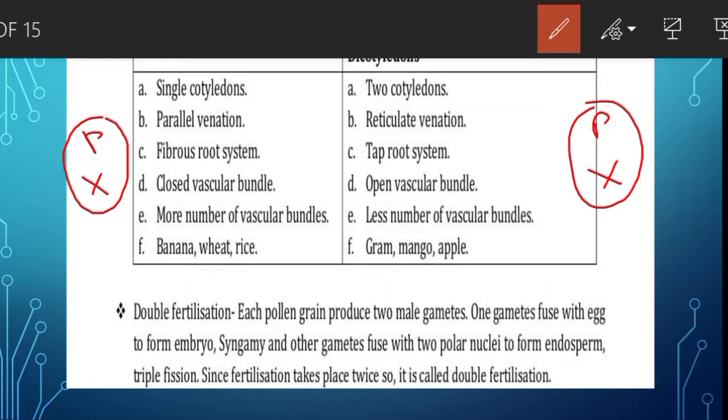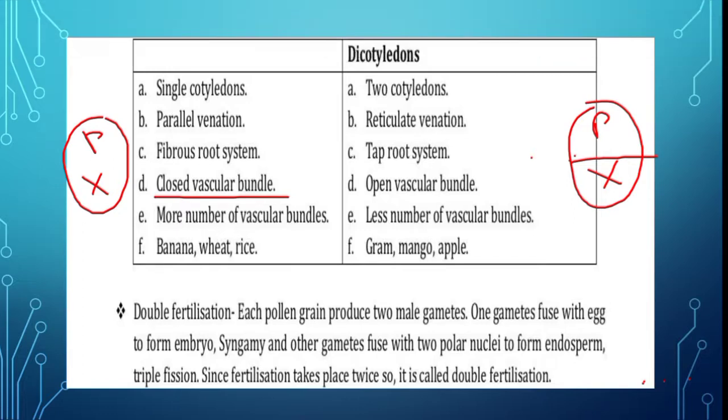We will be studying this in detail in chapter number 6. Okay, so just now you just have to remember that closed vascular bundles means there is no cambium present in between the xylem and phloem, whereas in open vascular bundles, in between xylem and phloem, the cambium ring is present. Okay, cambium is present like this. It is the parenchymatous cells, right?